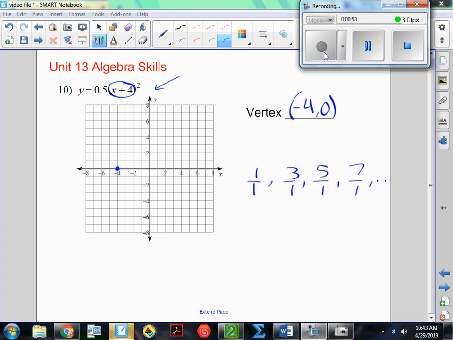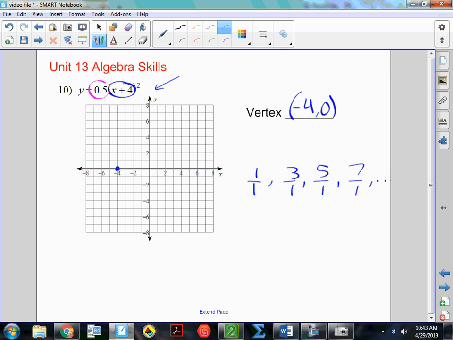And a quadratic rate is always going to change by the same amount. So in this case, up 2, up 2, up 2. But there is a 0.5 in the front, which means that each of the y values is going to be 0.5 or half as far away from the vertex as they're supposed to be. So on this first number, instead of going over 1 up 1, I'm actually going to go over 1 up 1/2.